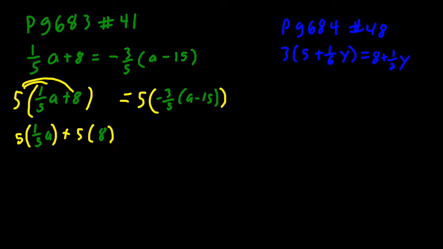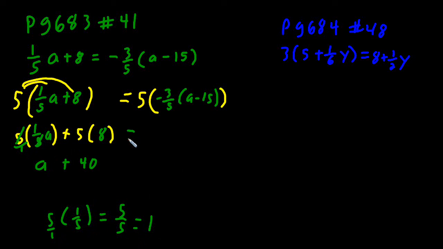And so if I multiply 5 times a fifth, that's just going to be 1. The 5 is over 1 times a fifth. 5 times a fifth is like 5 over 5, or 1. This here's 5 over 1, so you multiply numerators and denominators, that gives you 1. So let's see, that would just be left with 1a, or just a here, plus 40.